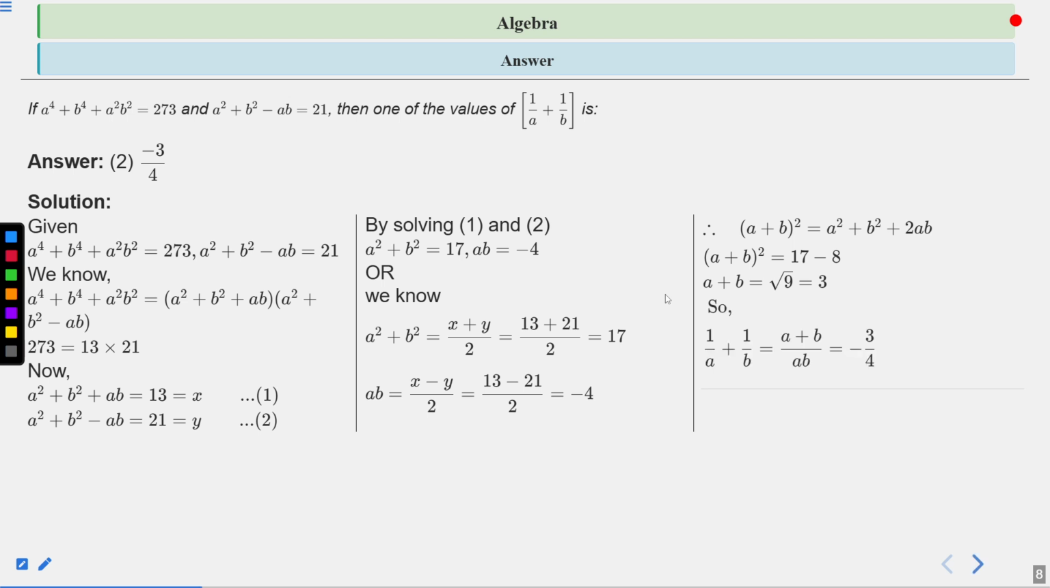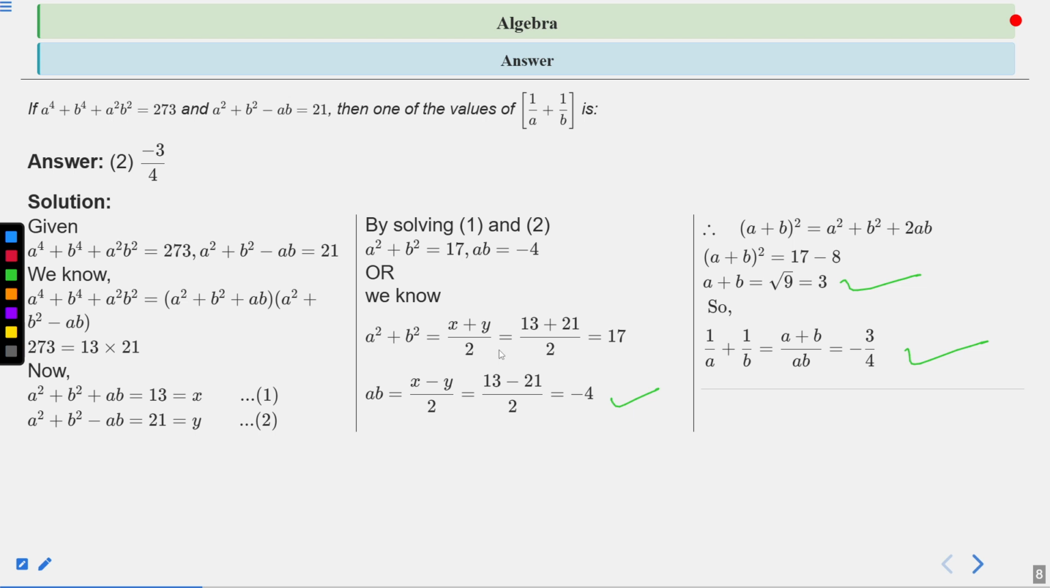So 1 upon a plus 1 upon b, when we simplify it, what do we get? We get (a plus b) upon (a into b). Now we have the value of a plus b, which is 3, and we also have the value of a into b, which is minus 4. So we just put the values and we get minus 3 by 4. So the second option is the correct answer of this question.